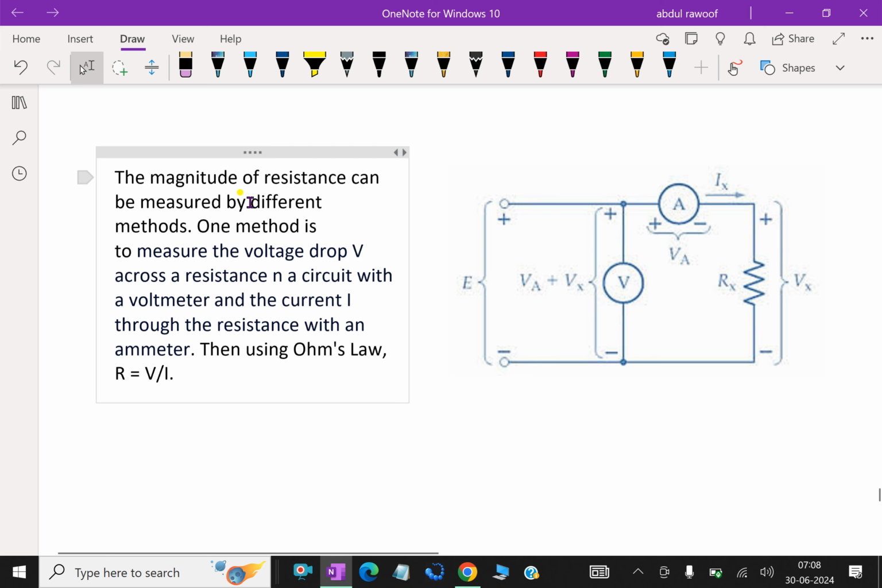Now, the magnitude of the resistance can be measured by different methods. One method is to measure the voltage drop V across the resistance in a circuit with a voltmeter, and the current I through the resistance with an ammeter. Using Ohm's law, the resistance is equal to V over I. We measure V with the voltmeter and I with the ammeter, and use this formula to find the resistance R.